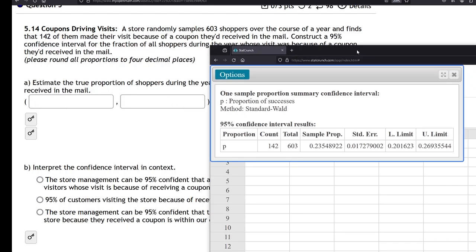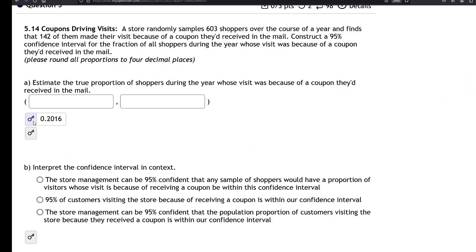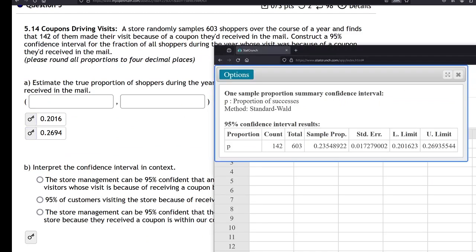Let's move this over to the side. And if we look at the values, we see that those line up with what we got here from StatCrunch, right? 0.2016 and 0.2693. When we round that 3 up to 4, it becomes this number right here. So StatCrunch is able to go through and calculate those for us in the way that we want.